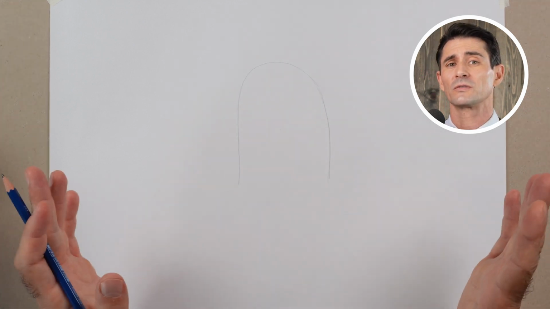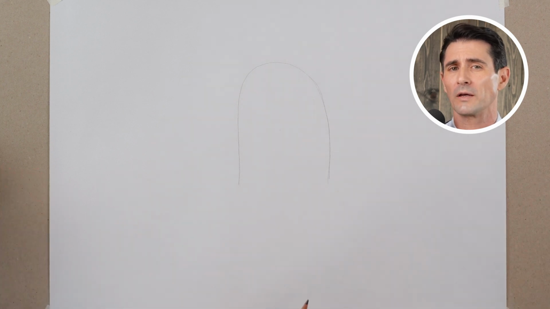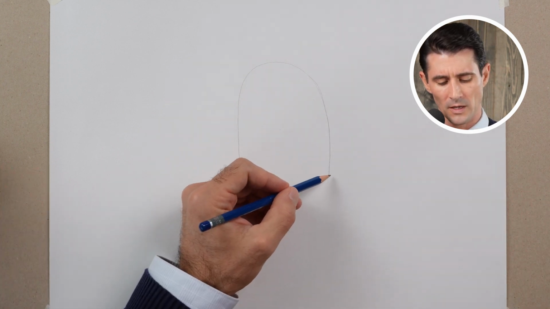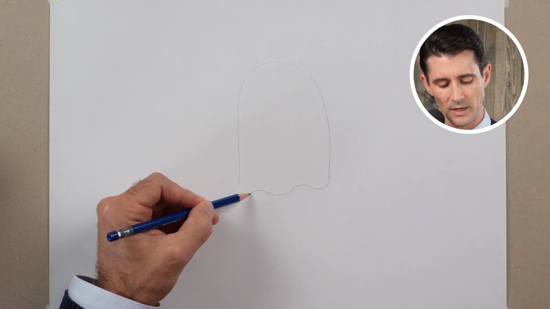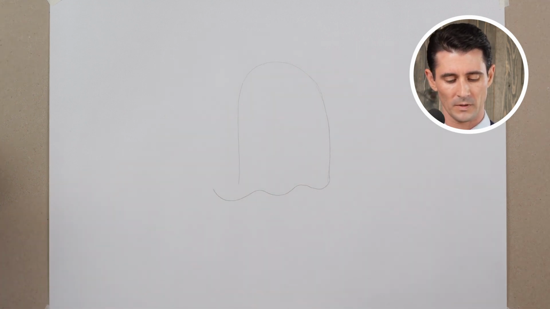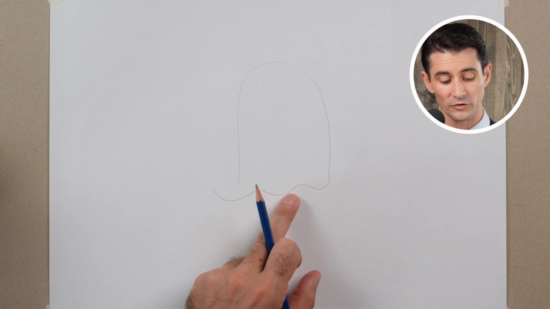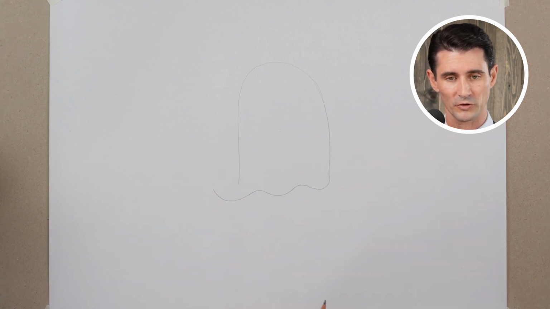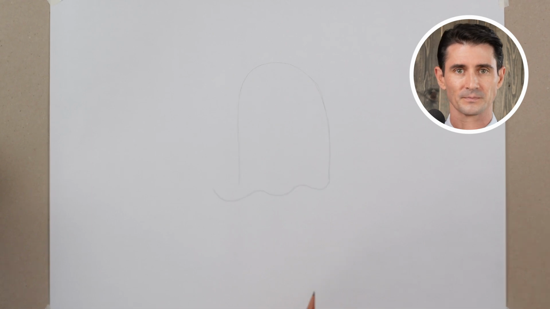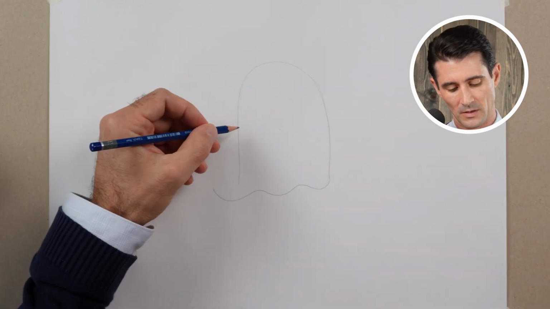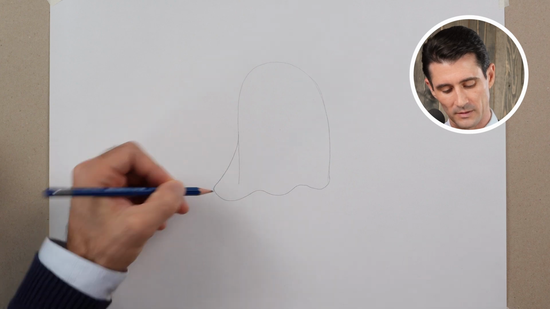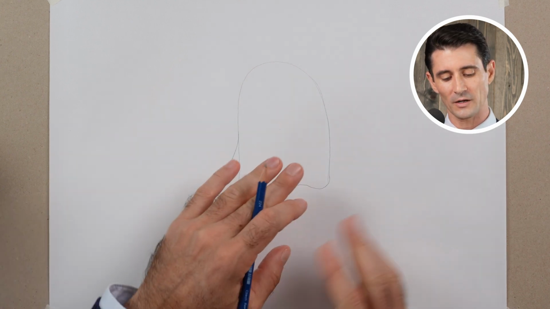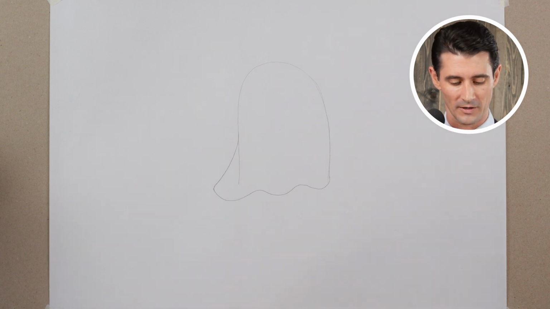Now, since ghosts can float, let's make the bottom wavy, like he's floating in the air. And you can make your wavy line any way you like. And can you see that I actually went past my line? I'm going to show you what I'll do here. I'm going to connect this line there. So this kind of looks like it's just waving in the air.